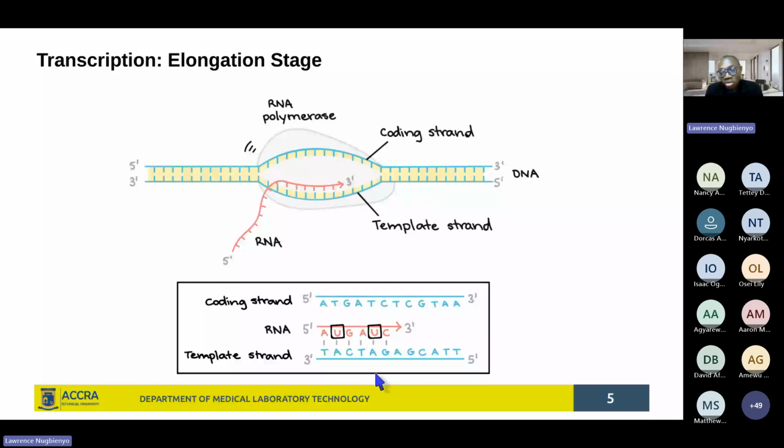Or is it coding for the alpha proteins of hemoglobin? Or is it coding for another enzyme like pepsin? So it can be coding for different things. Or is it coding for the hormone insulin, for instance, which is also another protein? So different regions on a DNA molecule code for different specific proteins, and those regions we refer to as genes.